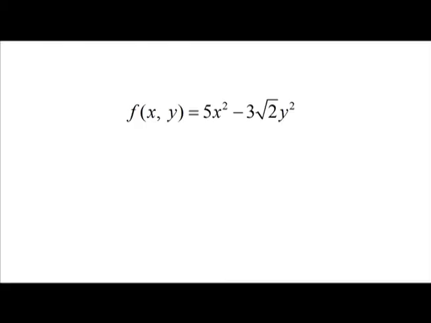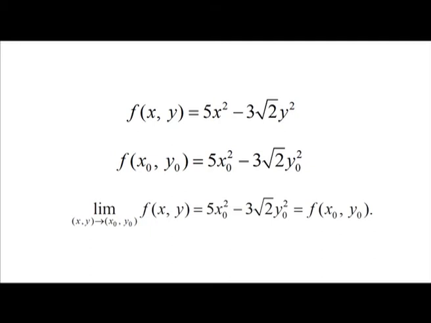As an example, the function f of (x, y) equals 5x^2 minus 3 root 2 y^2 is continuous everywhere in the plane because for any point (x naught, y naught) in the plane, f of (x naught, y naught) equals 5 x naught^2 minus 3 root 2 y naught^2 is defined and the limit as (x, y) approaches (x naught, y naught) of f of (x, y) is equal to 5 x naught^2 minus 3 root 2 y naught^2, which is equal to f of (x naught, y naught).